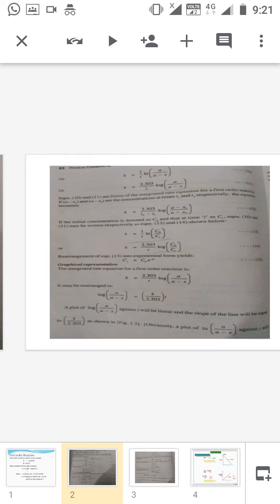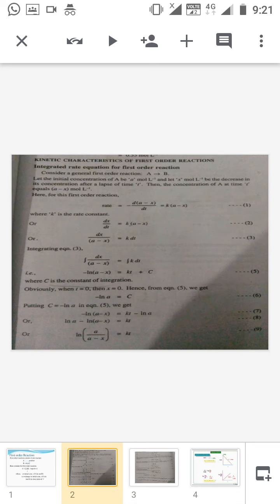Now we are representing the rate is equal to minus. We should represent minus since we are representing the rate in terms of the reactant. So minus d(A minus X) divided by dt, that's equal to K into A minus X. So K is the rate constant. So dx by dt is equal to K into concentration of A minus X. Since we are rearranging the equation, dx by A minus X is equal to K into dt.